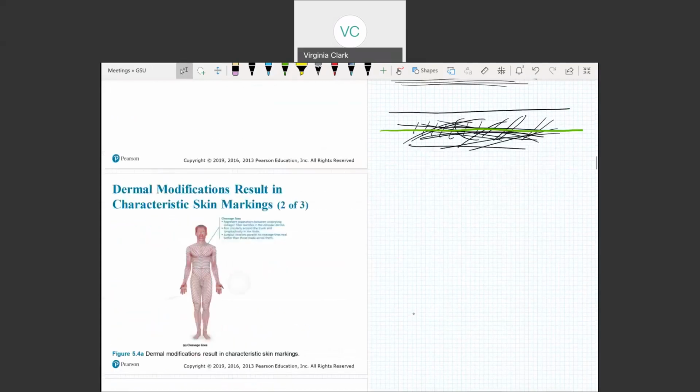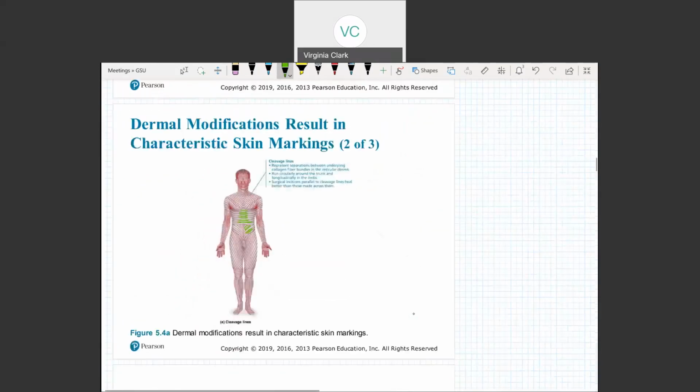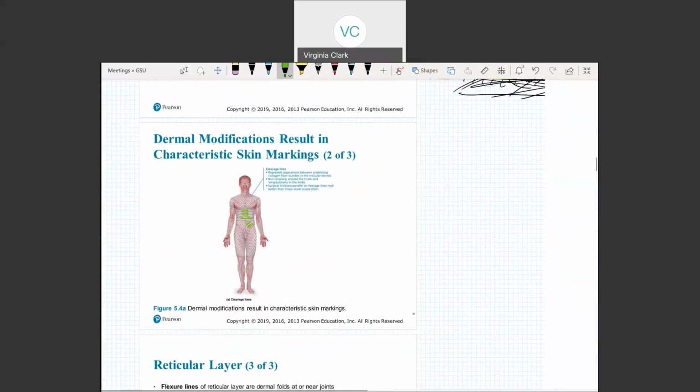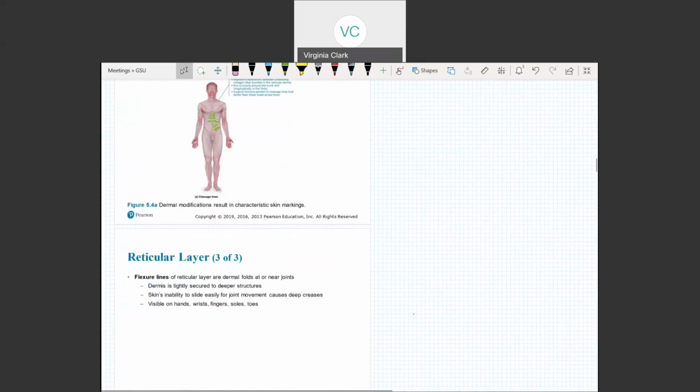You can kind of see here with the cleavage lines, these are the directions that surgeons will follow when they are cutting open, because they are following the collagen fiber. So it's really cool for that to be something that is so well used, even though it is invisible to the naked eye. So that's what's going on with those. What you do have is visible lines that you can see. And these visible lines are called flexure lines.